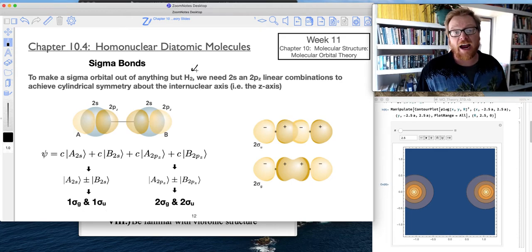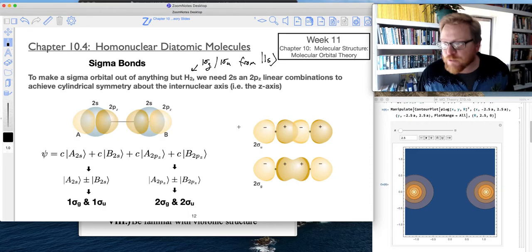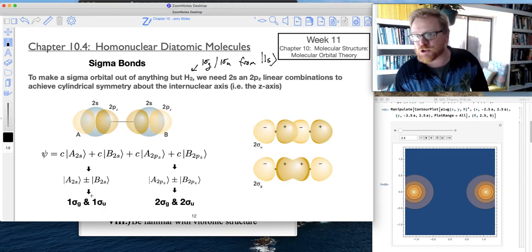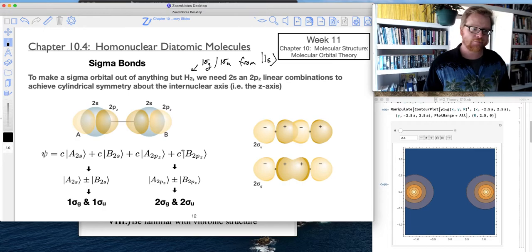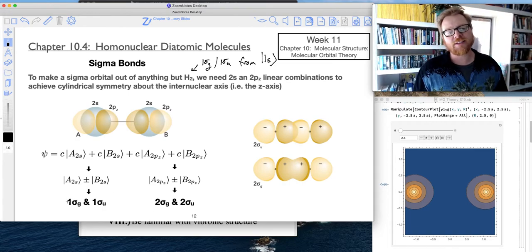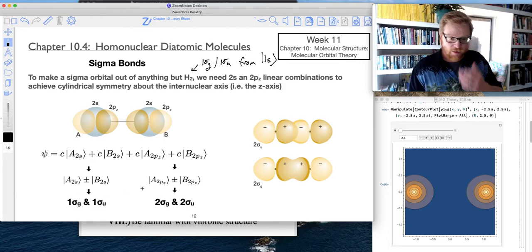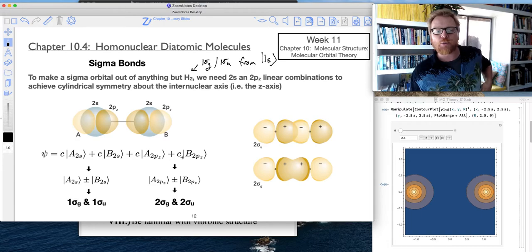We note that hydrogen is the only one that has 1 sigma g and 1 sigma u from linear combinations of 1s wave functions. Everything else is linear combinations of 2s wave functions. All right? And so this plus or minus state will create the 1 sigma g and the 1 sigma u, bonding and anti-bonding. But now, what if I combine 2pz?